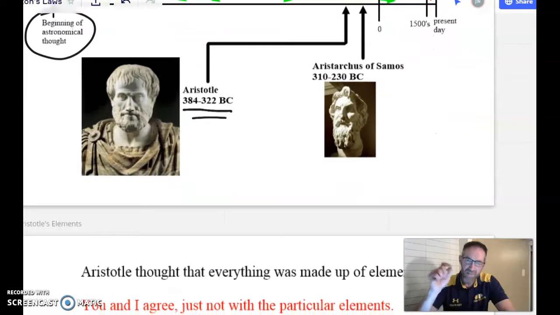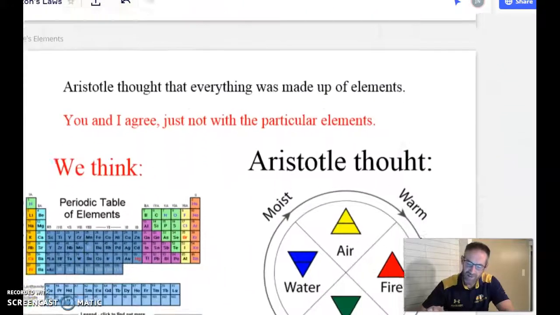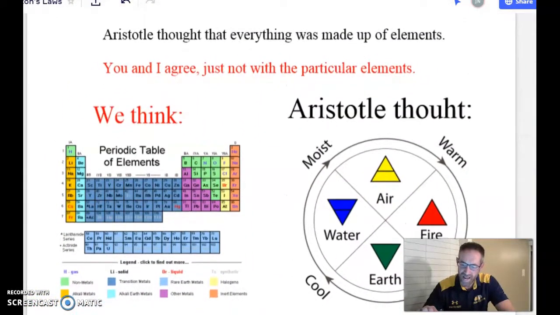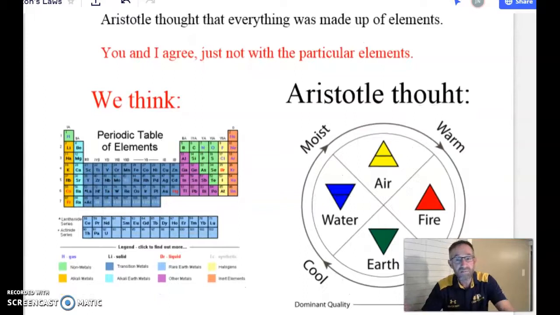And Aristotle had this system, today we call it Aristotelian physics, and he thought that everything was made up of elements. And you and I think that everything is made up of elements too. And that's in the study of chemistry. Aristotle had different elements than we do, maybe primitive, maybe you'd laugh at the elements, but the idea that things are made of particular elements is a pretty good idea.